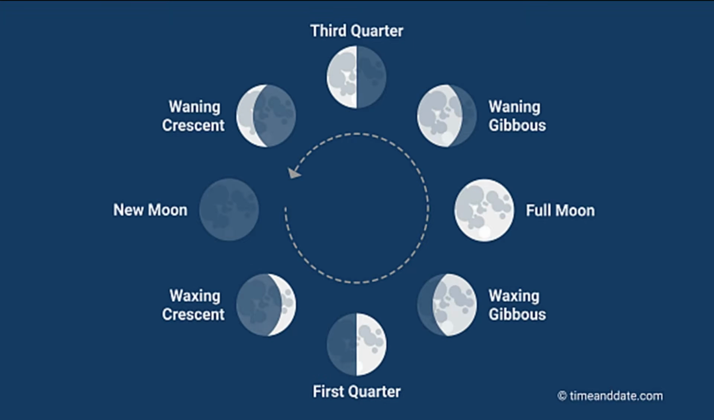Here are the 8 phases that we see as the moon makes its orbit around the Earth. The first phase that we're going to talk about is the new moon.